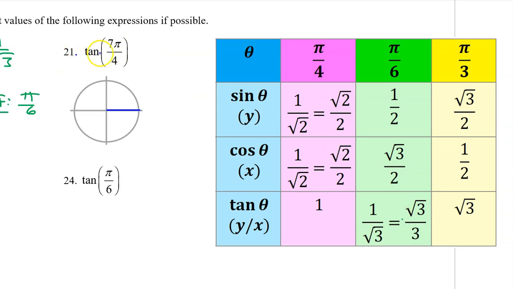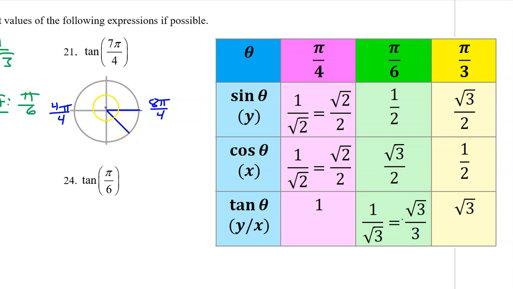Number 21. In what quadrant is 7 pi over 4? Pi is right here, and we can think of it as 4 pi over 4. Doubling this, we can think of 2 pi as 8 pi over 4. Now we can see that 7 pi over 4 is 1 pi over 4 less than 8 pi over 4. That puts it right here in the fourth quadrant.